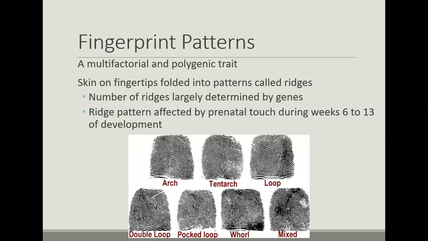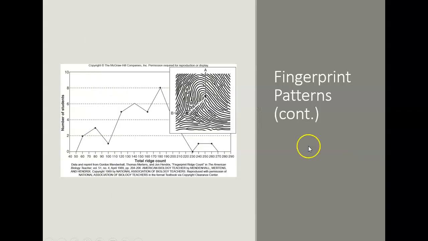So even though the number of ridges is genetic, the pattern itself is actually caused by prenatal touch. So this is an example, again, of looking at ridge count. We're not looking at the pattern, but the number of ridges that students actually have. This was a study done in a class, and they took a group of students, counted up how many ridges they had, and plotted this.